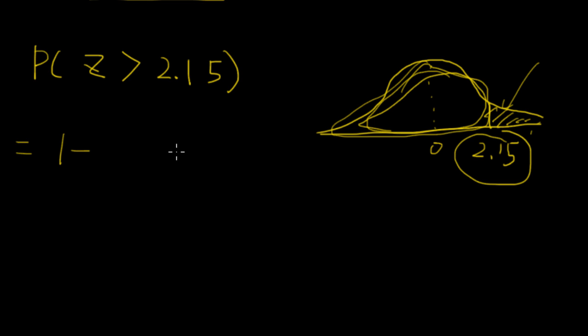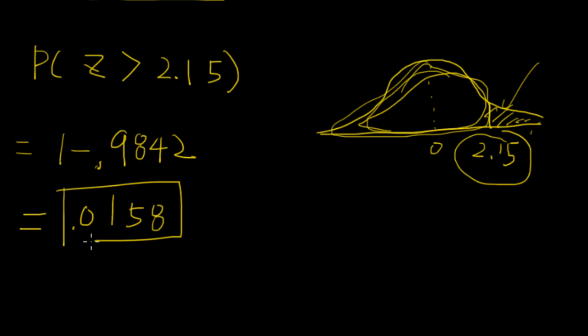So 0.9842, right? So if you do 1 minus that, 1 minus 0.9842, then our answer is going to be 0.0158. That should be our answer, right?